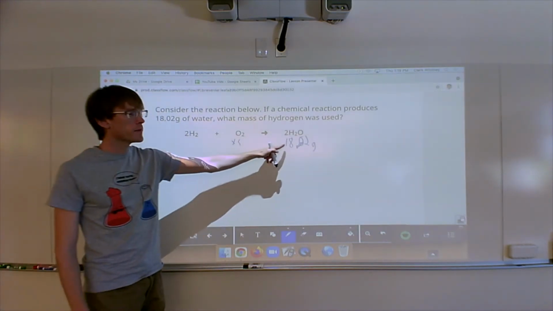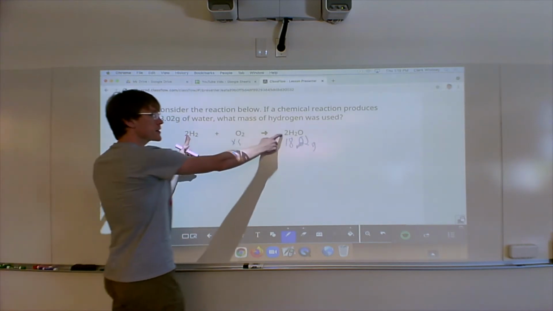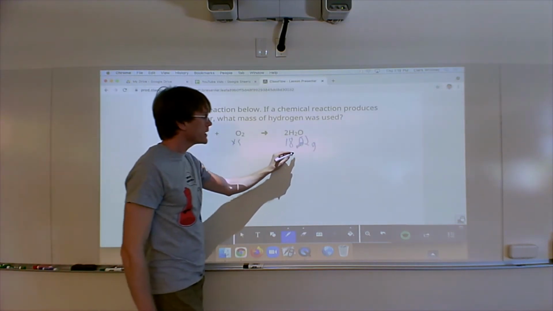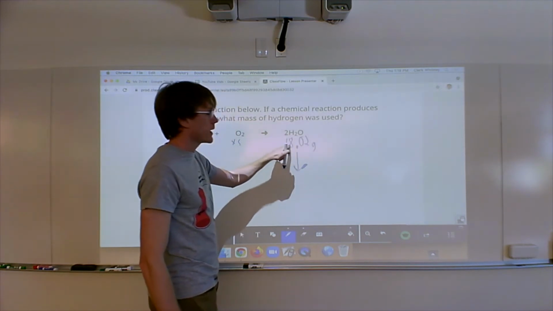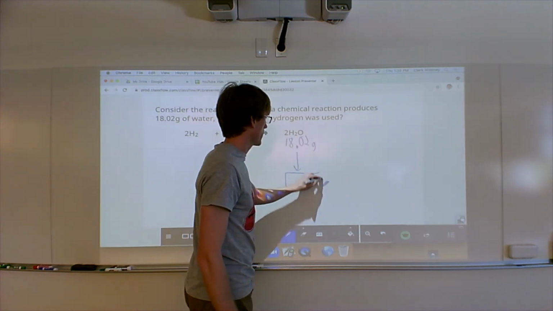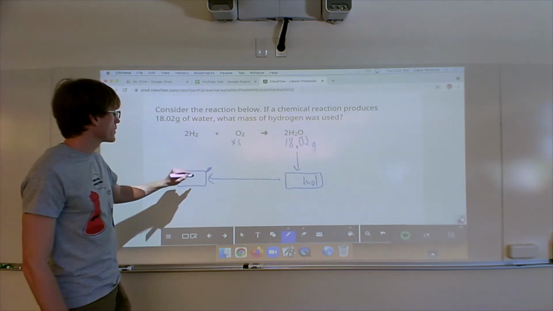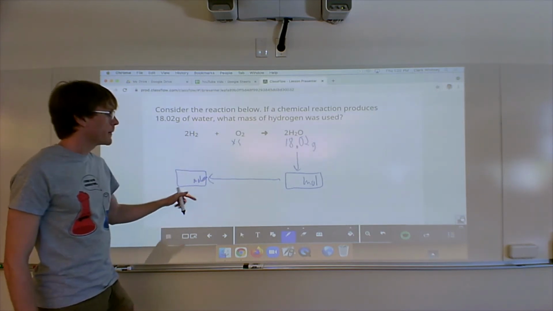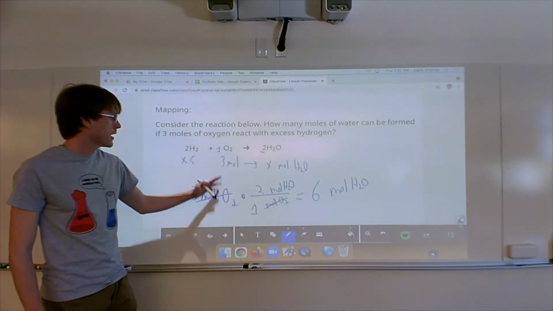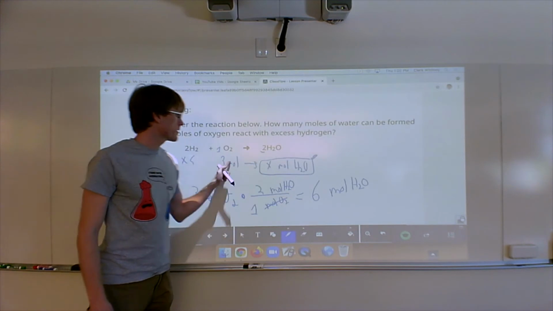Now, I can't go directly from grams of one substance to grams of another because this conversion factor, the 2 and the 2, it's not grams, it's moles. So what I need to do is convert my 18.02 grams of water to moles, and I can put a square around this, and then I'm going to go over here to 2 moles of hydrogen. And this step is actually the same, really, as what we did in the previous problem. We had one step going from one to another, and I was trying to find this from what I knew.